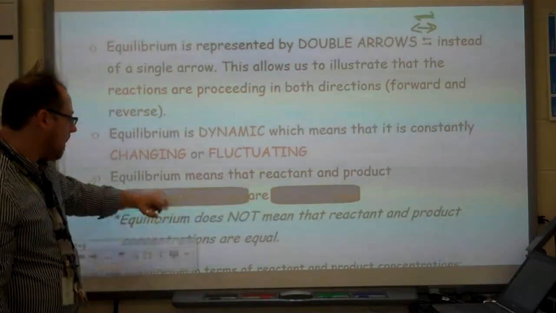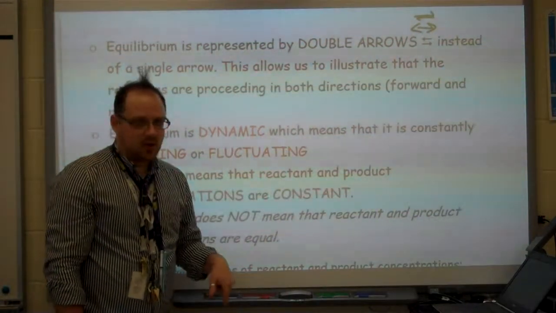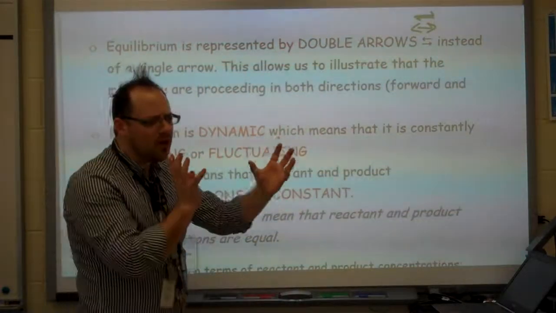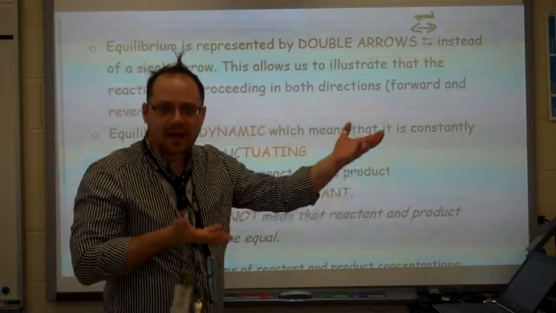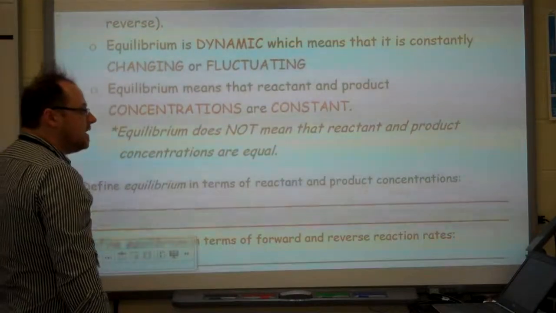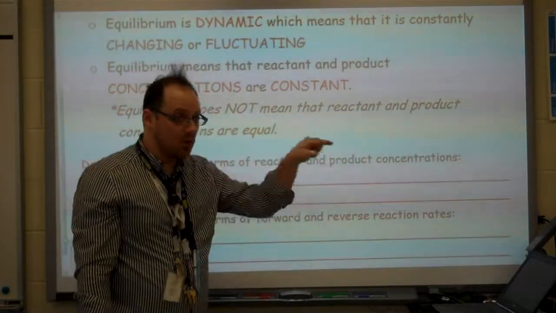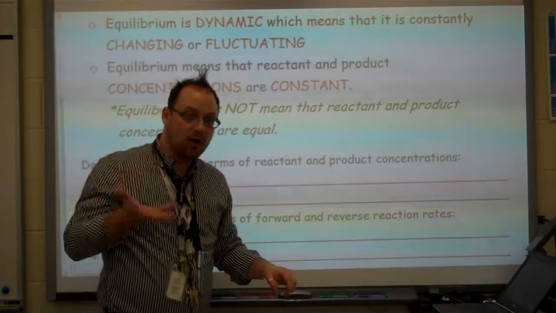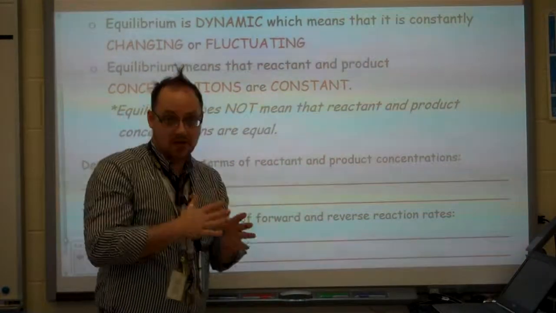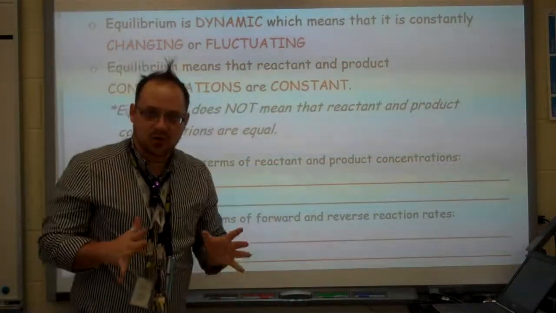Equilibrium means that the reactant and product concentrations are constant. So if I'm making a product, I'm also breaking the product, and overall the amounts aren't actually changing. The concentrations are constant. Equilibrium does not mean that the reactant and product are equal. It means the equal rates of the forward and reverse reaction. You might have more reactant and less product, but the amount that's changing back and forth is equal. That's why it's equilibrium.